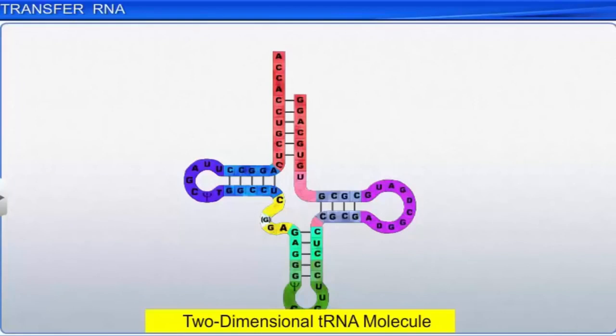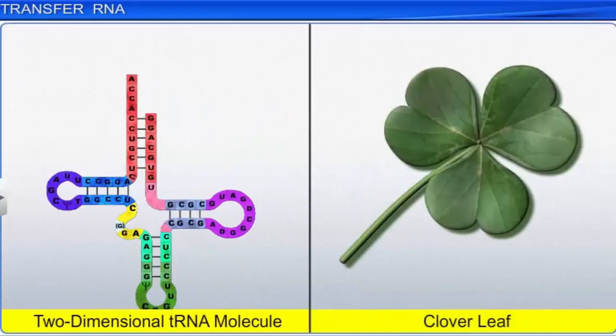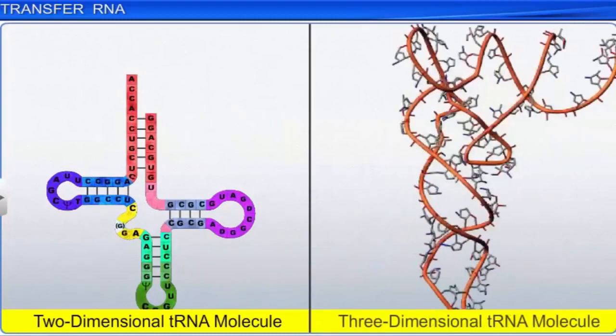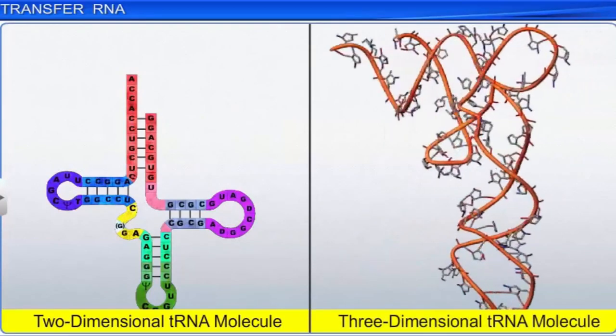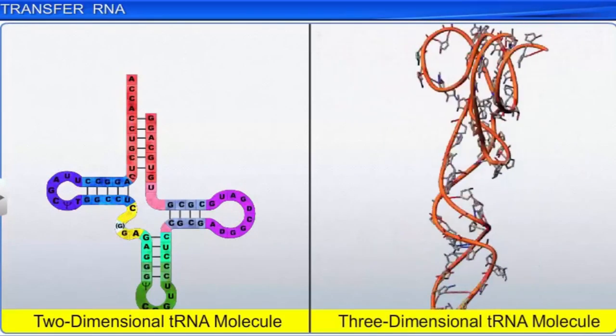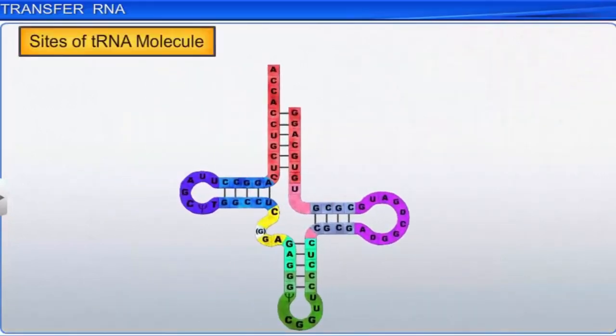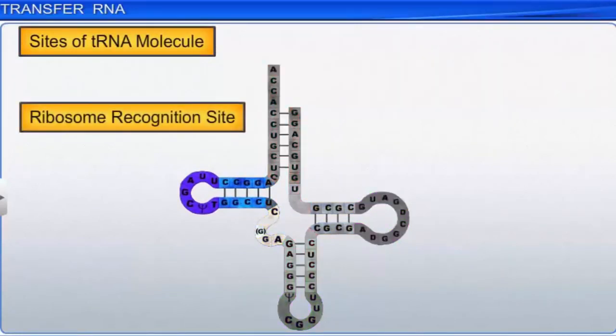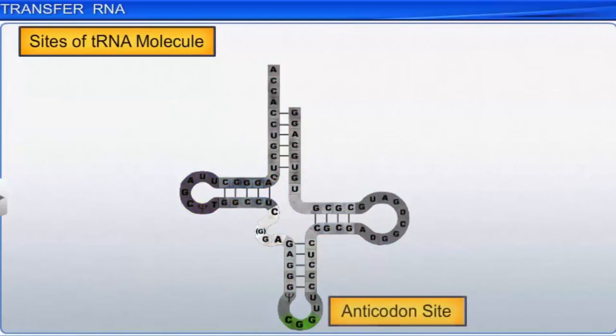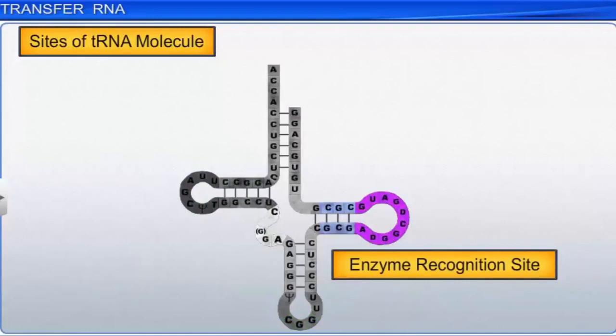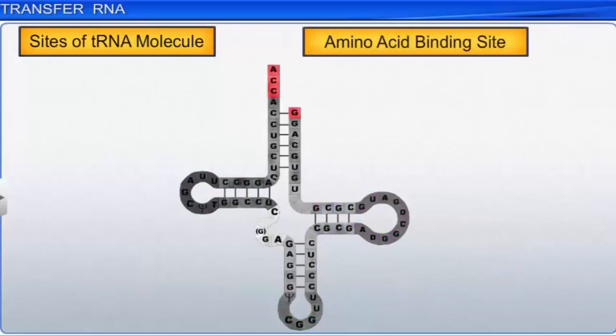Interestingly, tRNA takes the shape of a clover leaf when examined as a two-dimensional structure, whereas it looks like an inverted L-shaped molecule in a three-dimensional structure. Regardless of its dimensions, a tRNA consists of 4 arms or sites: ribosome recognition site, anticodon site, enzyme recognition site, and amino acid binding site or carrier end.